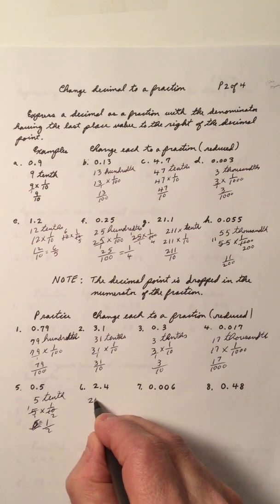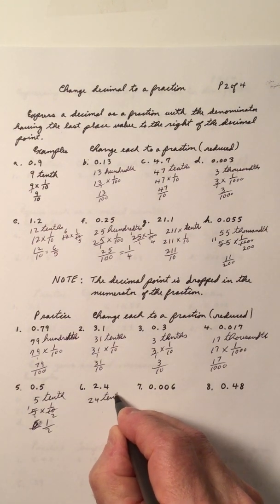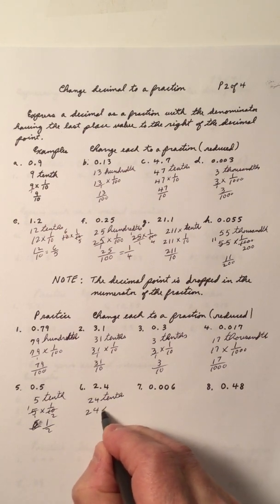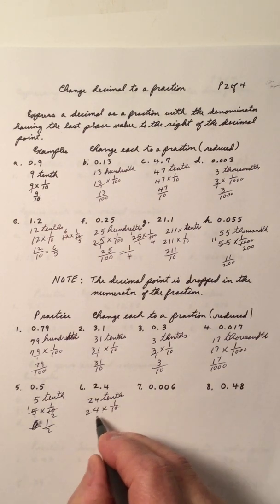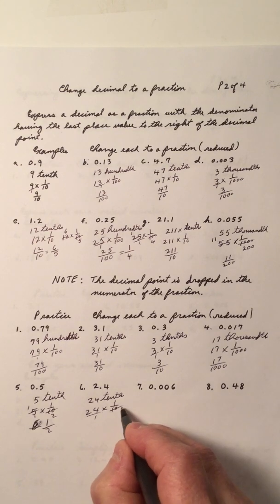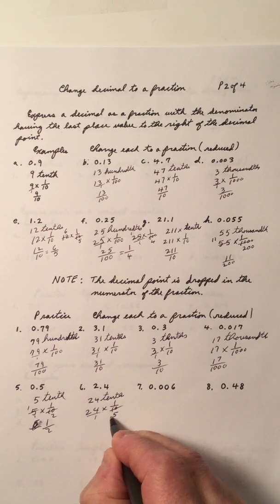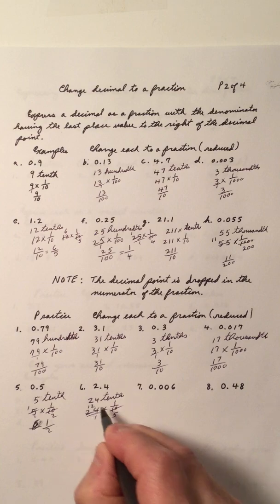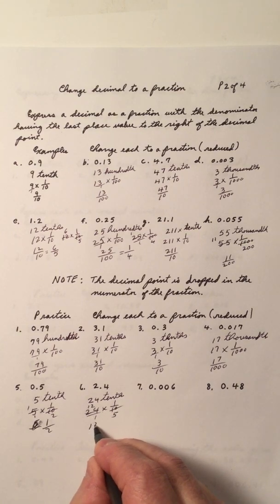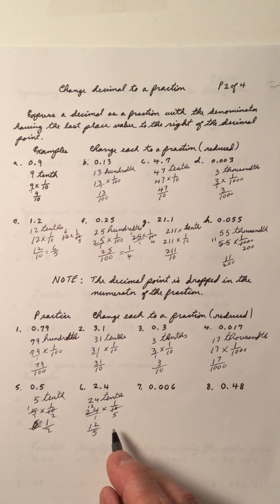So this is 2.4, 24/10. 24 times 1 over 10. We can cancel. 2 into 10 goes 5. 2 into 24 goes 12. So we get 12 over 5.